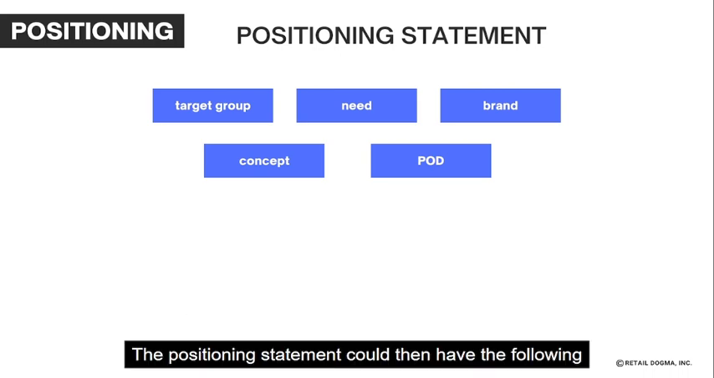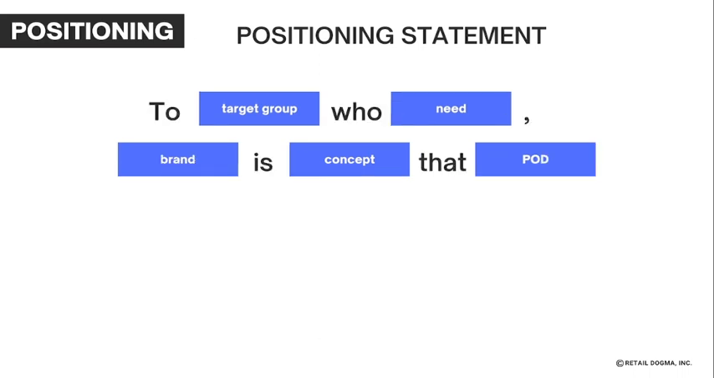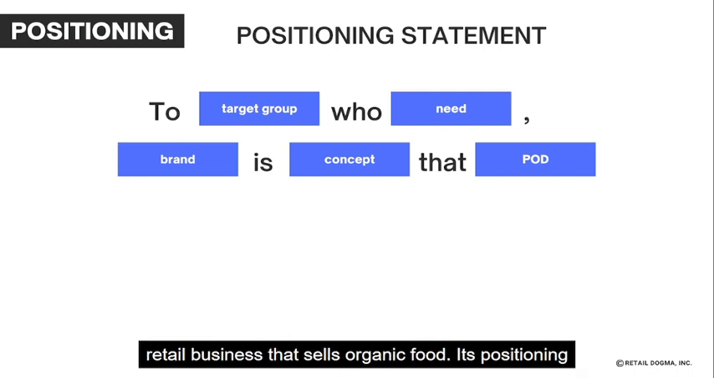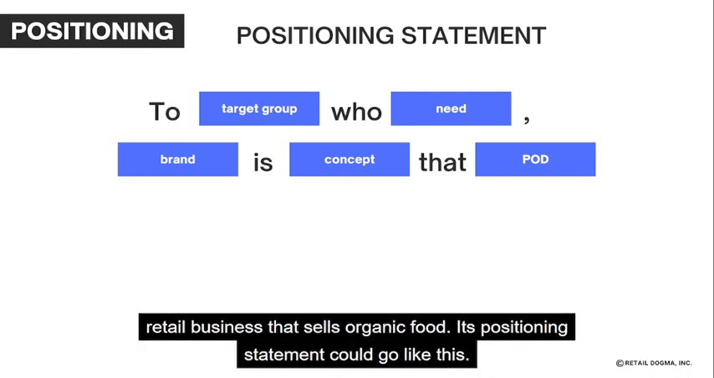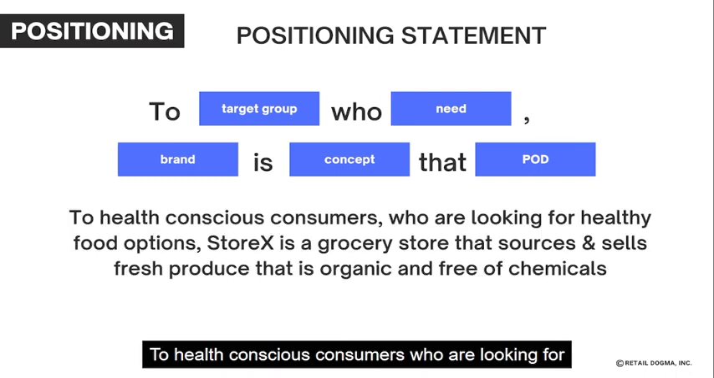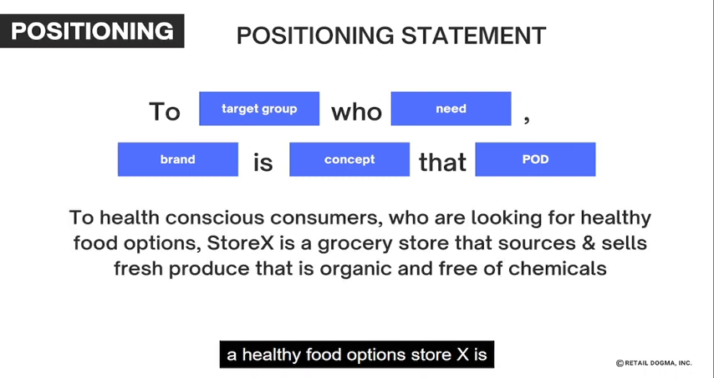The positioning statement could then have the following format: To target customer group, who, the need, brand is, concept, that, point of difference. For example, let's say Store X is a retail business that sells organic food. Its positioning statement could go like this: to health-conscious consumers who are looking for healthy food options, Store X is a grocery store that sources and sells fresh produce that is organic and free of chemicals.